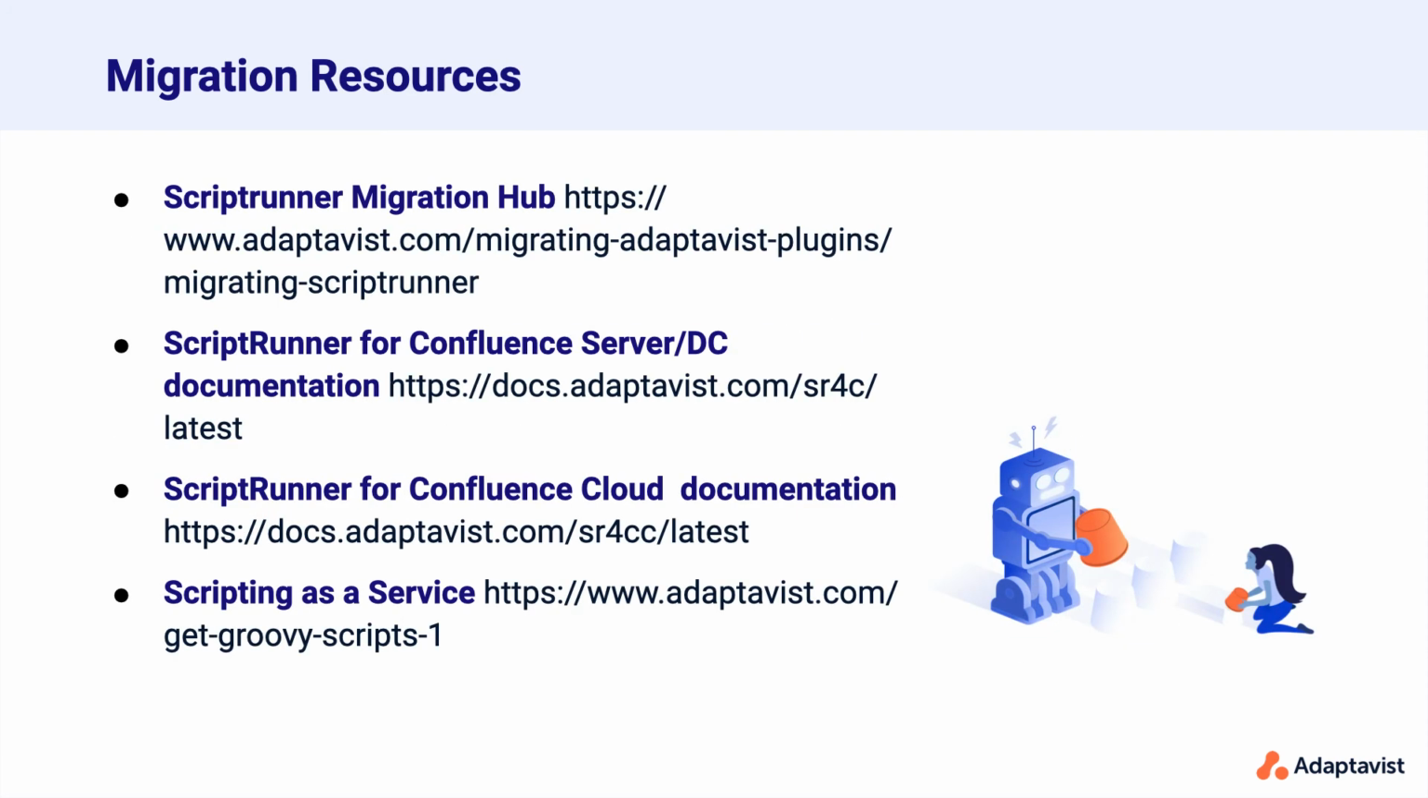Speaking of migrations, we do have a number of migration resources here. The Migration Hub, obviously, again, migration is a big topic right now. So we've provided a webpage with all the information you will need for migrations with ScriptRunner Confluence. The documentation for both the server and cloud versions of the applications is available there, as well as finally a landing page for scripting as a service. We do provide a service to migrate your scripts for you or translate your scripts for you. So if you are finding that you have a number of scripts that you just can't translate into REST API, or you're just looking to have that work offloaded, we can do that for you.